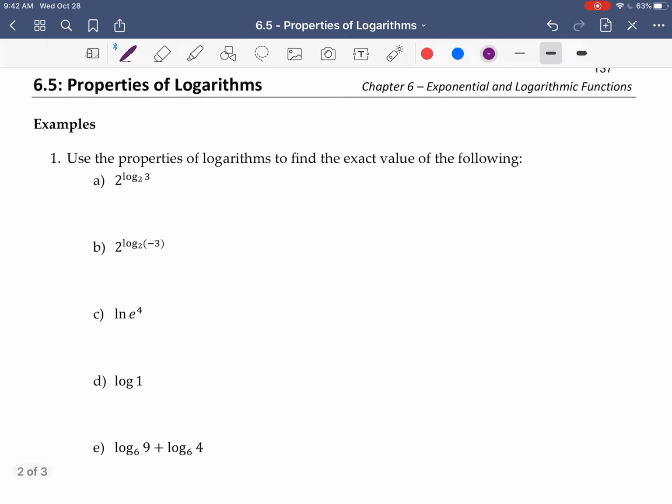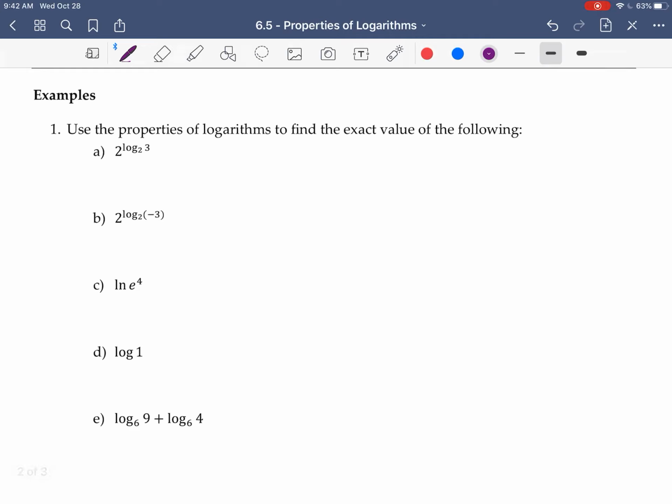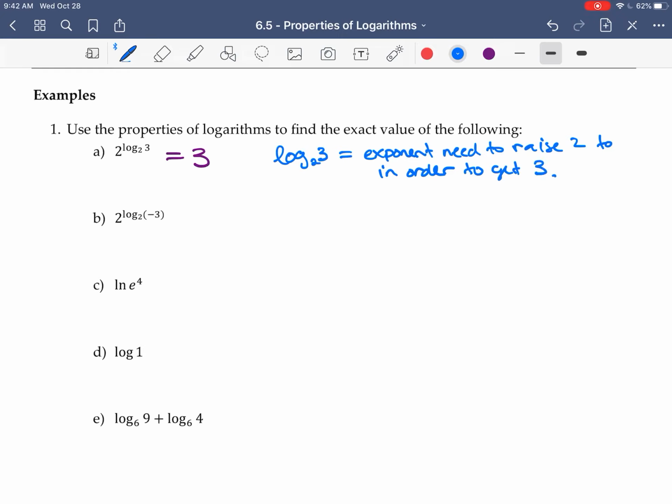Okay, so let's use these rules a bit. I'm only going to do a couple of these. Let's do the first one: 2 to the power log base 2 of 3. This one has to be 3. As I mentioned before, log base 2 of 3 is the exponent we need to raise 2 to in order to get 3. So if we raise 2 to that power, we should get 3. This also is because the exponential and the log are inverses, so they sort of cancel out.